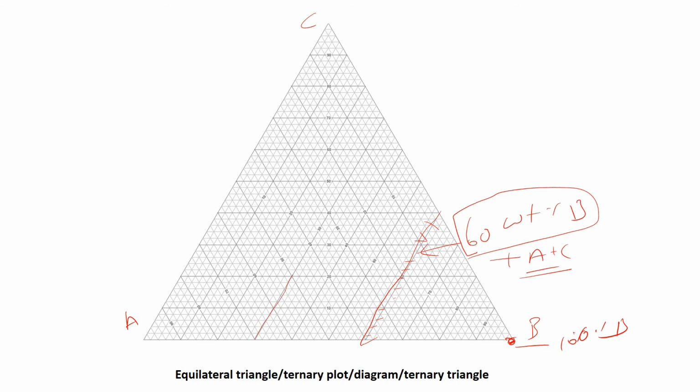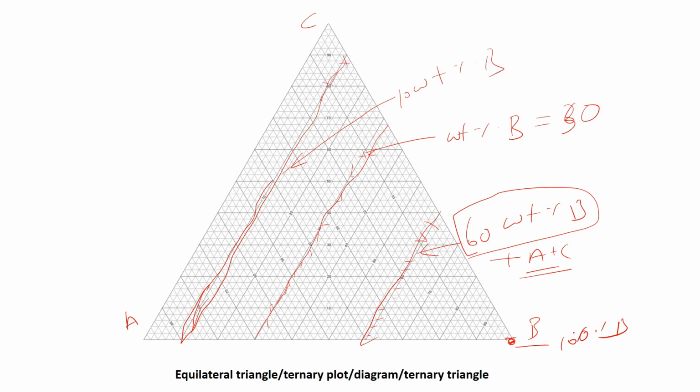And then this is your 30% line. Any point on this line, the weight percentage of B should be equal to 30. And then so do here. This is your 10 weight percentage B line. Sorry, I don't know how to plot this one. Yeah, that's your 10 weight percentage B line. Any point on this line, the weight percentage of your B in that liquid mixture should be equal to 10.